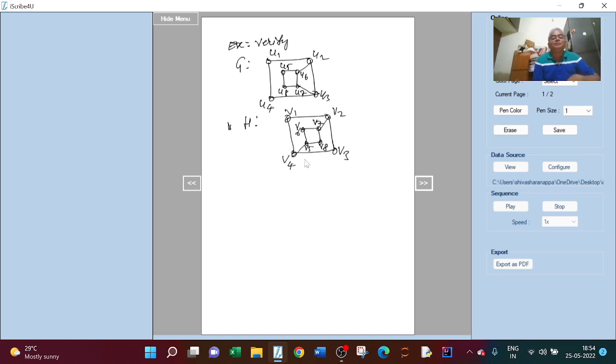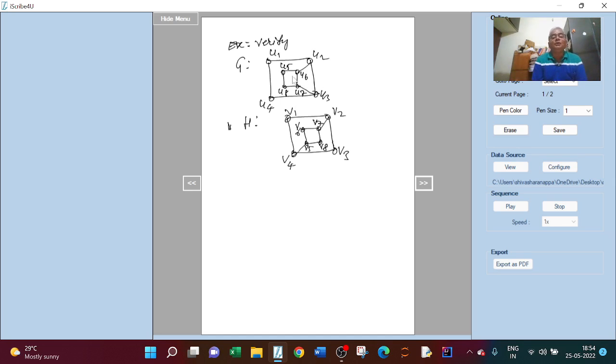What I do here is observe these two graphs. See here, 1, 2, 3, 4, 5, 6, 7, 8 vertices, and 1, 2, 3, 4, 5, 6, 7, 8 vertices. So the number of vertices of G equals the number of vertices of H. No problem. Next, if I go to the edges, here there are 1, 2, 3, 4, 5, 6, 7, 8, 9, 10 edges. And here also we have 10 edges.